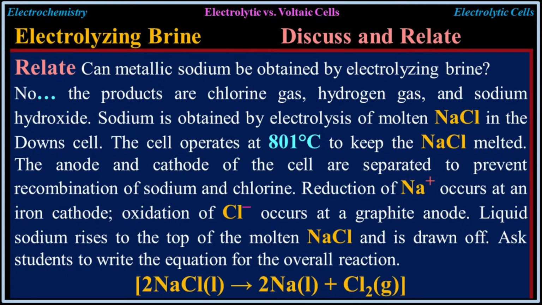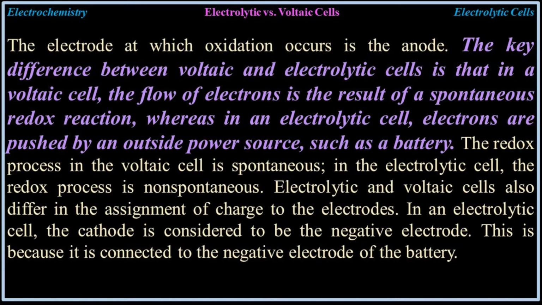Ask students to write the equation for the overall reaction. And there it is: sodium chloride yields sodium plus chlorine. The electrode at which oxidation occurs is the anode.